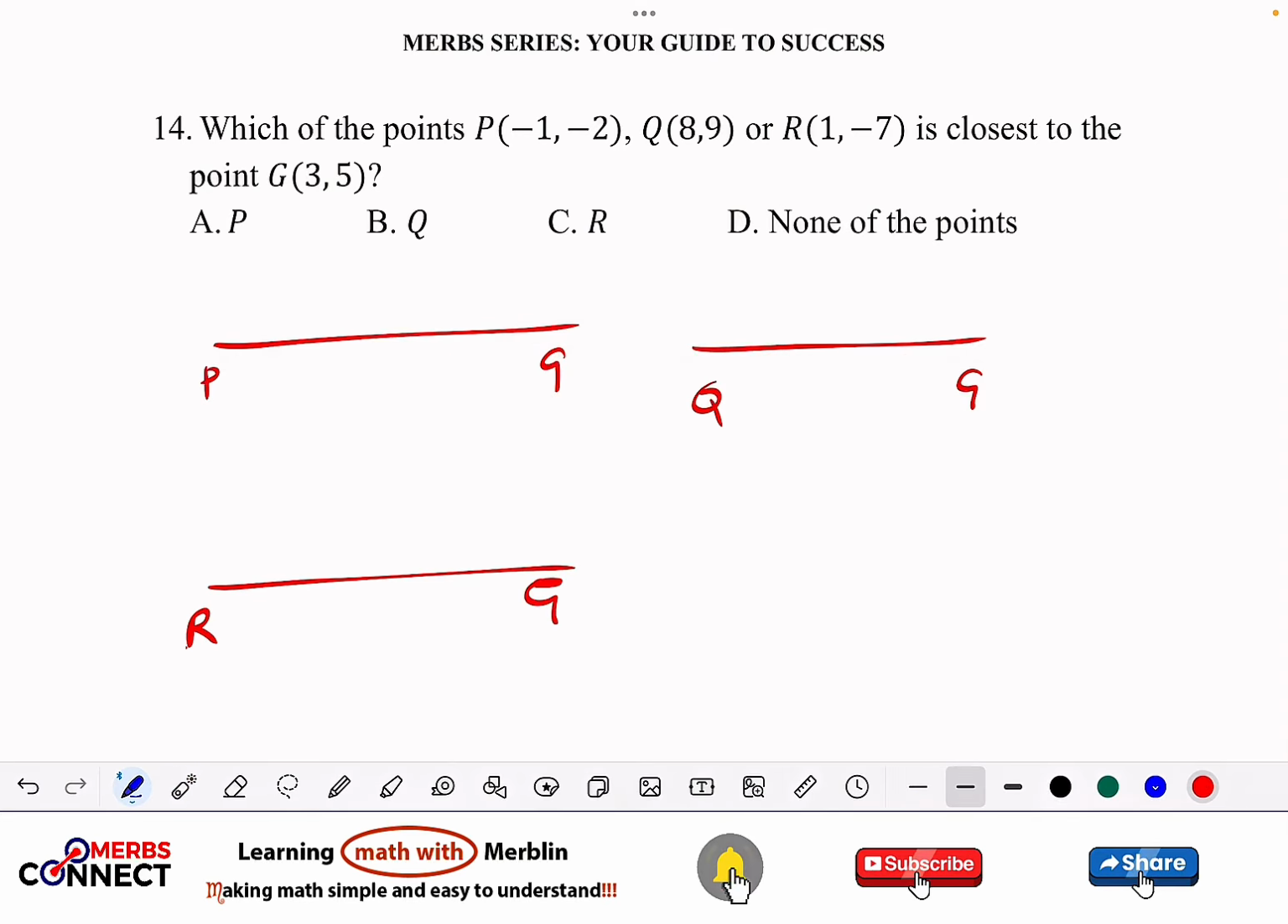What you just need to do is find the distance between P and G, the distance between Q and G, and the distance between R and G. The one which is the smallest will be the closest point.